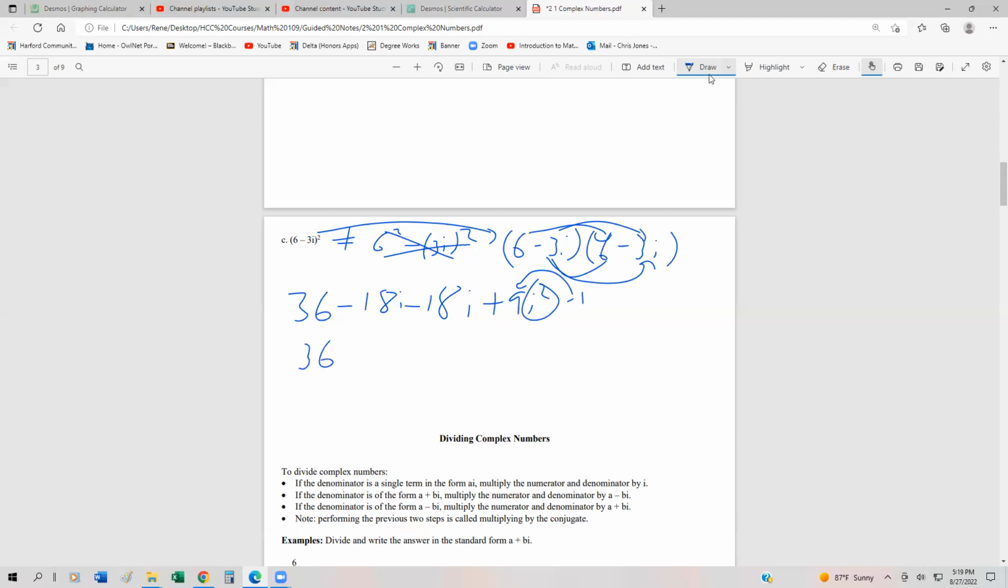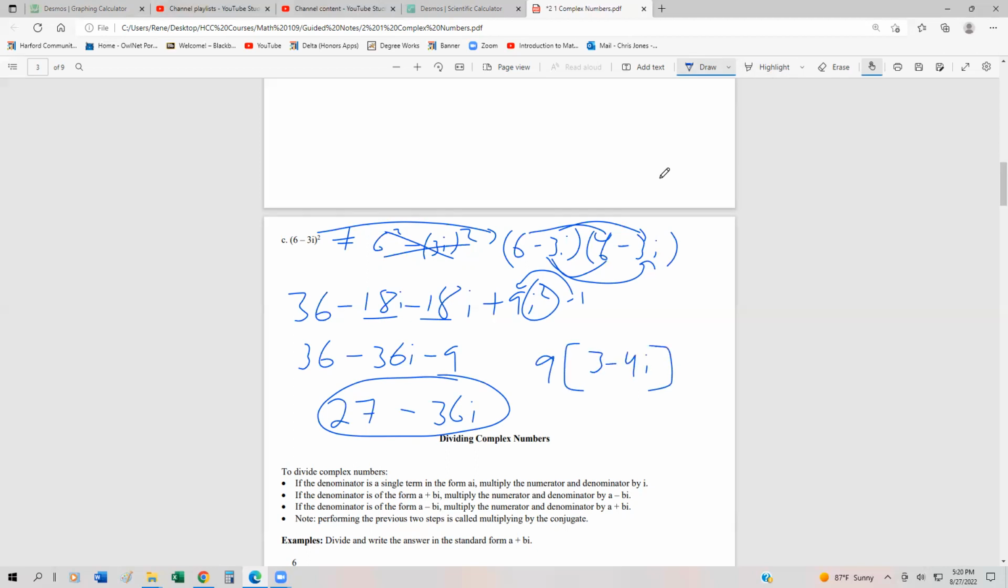So it'll be 36 minus 36i by combining those two terms. And then finally, minus 9. 36 minus 9 is 27. And then we have the minus 36i. All right, and that's going to be the best that we could do. If we really wanted to, we could factor a 9 from there. All right, so another way to write this would be 9 times 3 minus 4i, although I don't necessarily see a benefit to doing that because it doesn't necessarily make it any easier to look at.